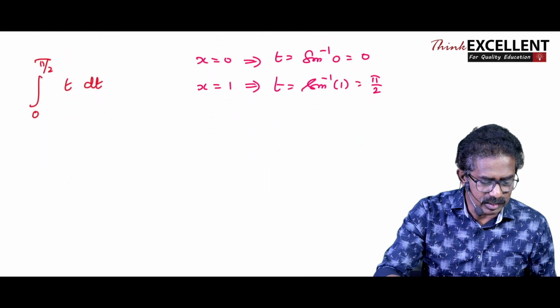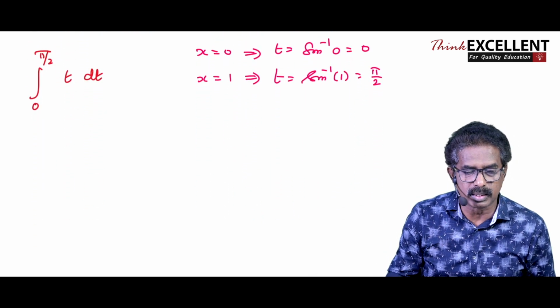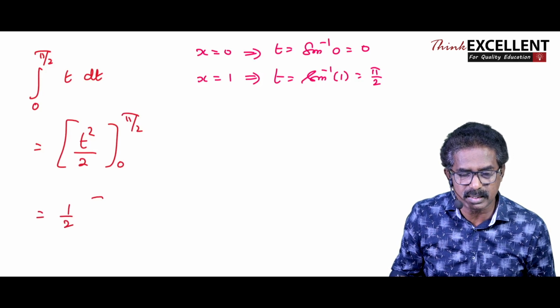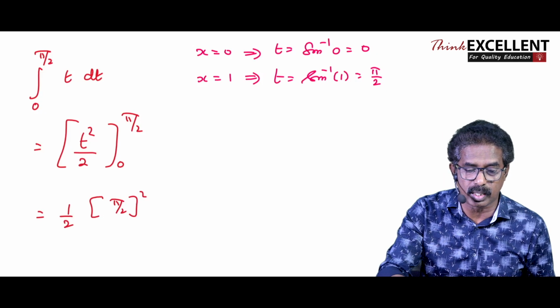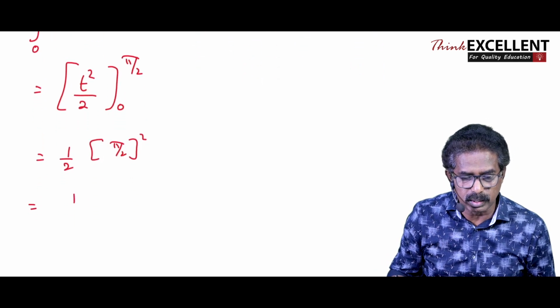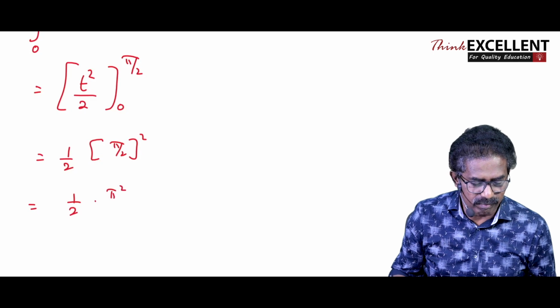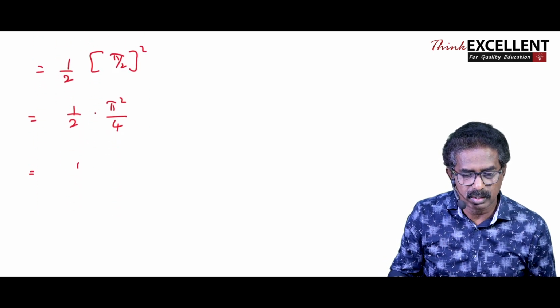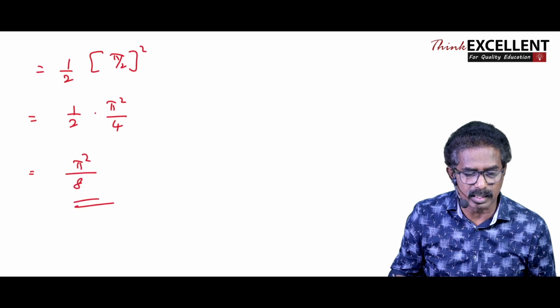So t integration t square by 2, so this is equal to t square by 2, limit 0 to pi by 2. அந்த 1 by 2 என்ன வெளில எடுத்துடலாம். 1 by 2 into t square, first pi by 2 கொடுங்க. அப்போ pi by 2 the whole square minus 0 கொடுத்தா 0 ஆயிரும். So 1 by 2 into pi square by 4. So the final answer is pi square by 8, right? So our answer is pi square by 8.